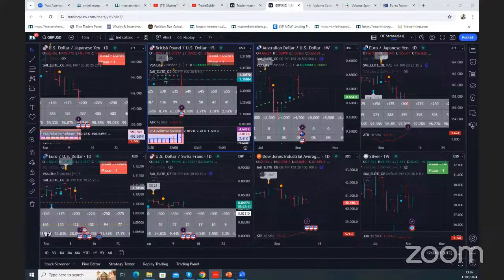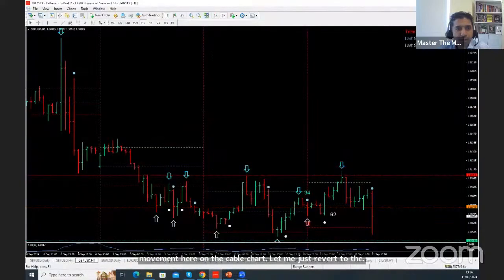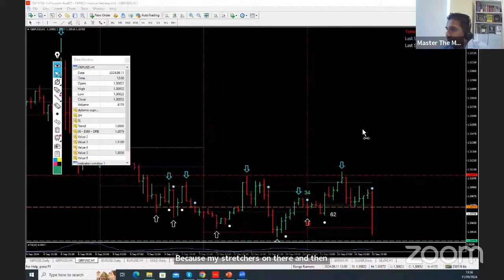But the GBP USD, wow, what a chart. Yes, so I guess you can see some really great big movement here on the cable chart. Let me just revert to the MT4. We will start off on the MT4 today, right? Because my stretch indicators are on there. And then we will look at TradingView, where the VSA light overlay can be done as well, right?